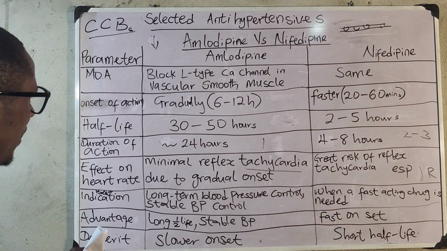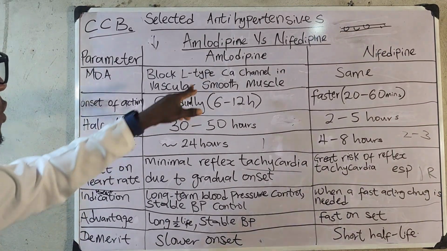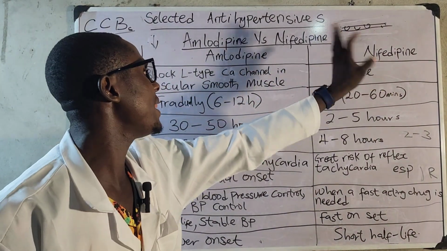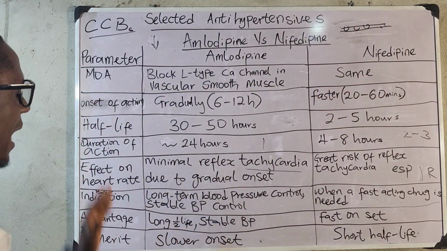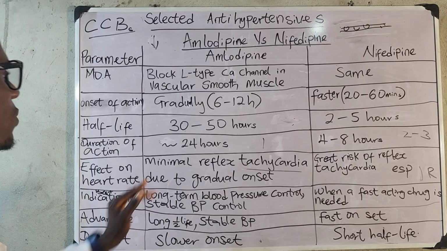Now let's talk about the advantages amlodipine has over nifedipine, and the advantages nifedipine has over amlodipine. Amlodipine has a long half-life. That's what we have said.